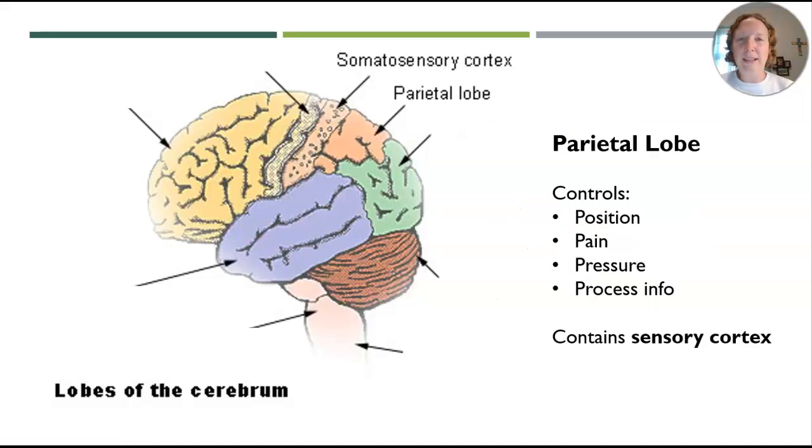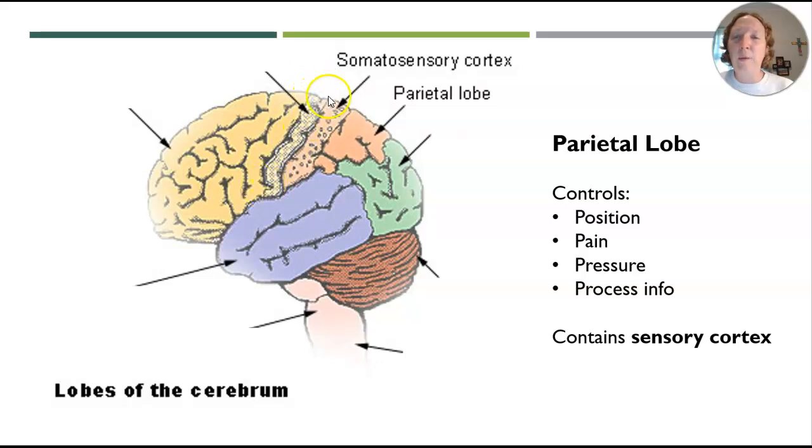The next lobe is the parietal lobe. So now we're talking about the top, slightly back part of your brain. The parietal lobe controls position, like knowing where your body is. Are you sitting? Are you standing? Things like that. Pain, pressure, and it helps you process information specifically from your senses. So it also contains the sensory cortex.